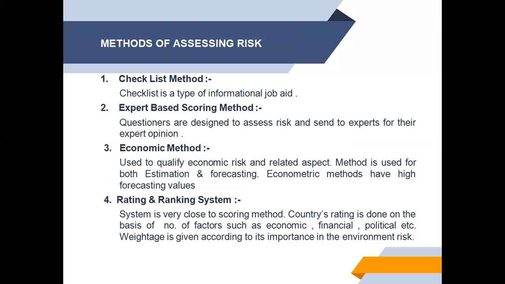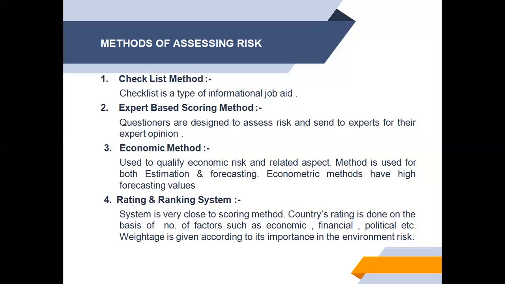Here are some methods of assessing the risk. The first one is the checklist method, wherein a checklist can be prepared of all the potential risks and all the areas where risk might be there. Second is the expert-based scoring method, wherein questionnaires are designed to assess risk and sent to experts for their opinion. On the basis of their opinion, it is interpreted what all risks could be there. It is a very good method because the experts are generally from outside the company and have a better understanding of what is happening around, and their opinion is unbiased. So the probability of understanding the risk in the right way is much higher in this approach.